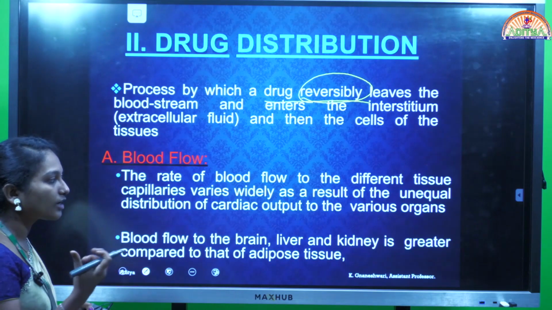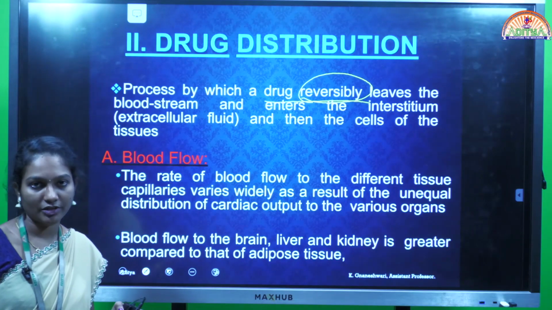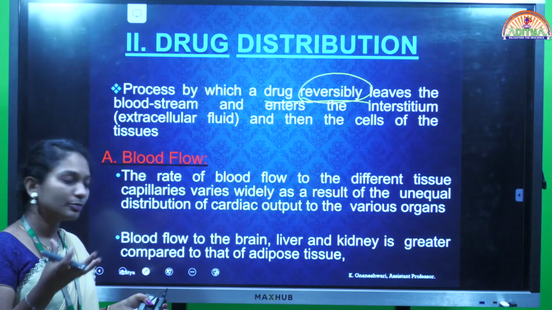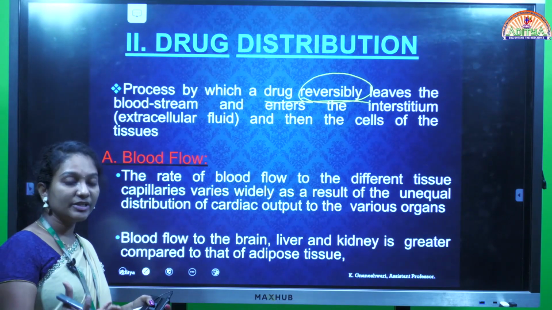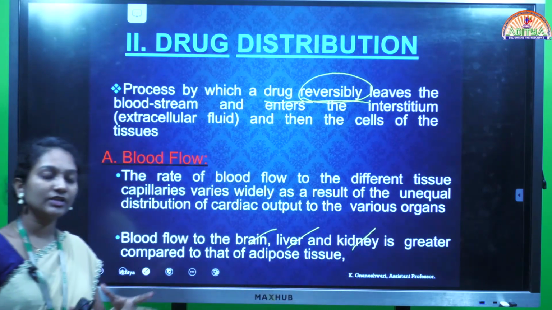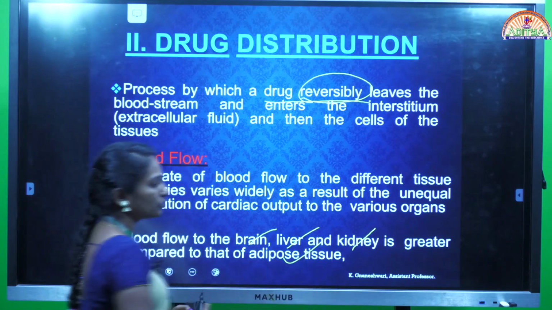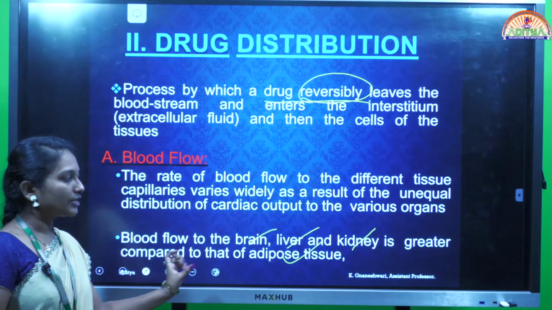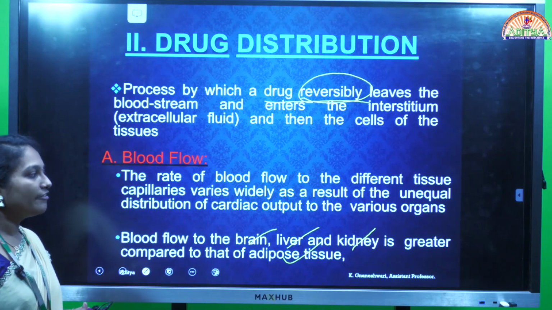So depending upon the cardiac output, not all the organs will be getting equal amounts of the drug. So the drug distribution will generally vary. Suppose there are organs where the blood flow is generally high, for example the brain, liver and the kidney. They will be receiving a greater extent of the blood compared with that of the adipose tissue, right? So here the blood flow generally varies, and depending upon the variation, the drug distribution will also vary.